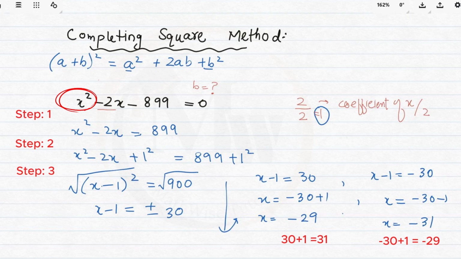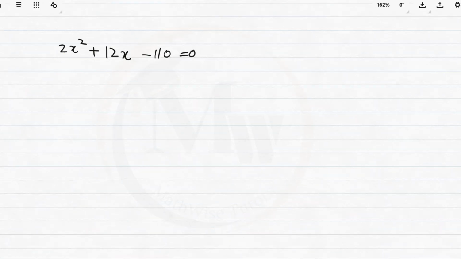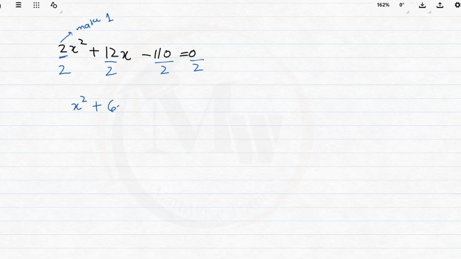So let's do another question related to this. In this question, you can see that the coefficient of x square is 2, which is not 1. So first we need to make this coefficient equal to 1. 2 will become 1 if you divide it by 2. For this, we have to divide the whole equation by 2, every term. So it will become x square plus 6x minus 55 equals 0. And this time, the equation is exactly the same as we did before.